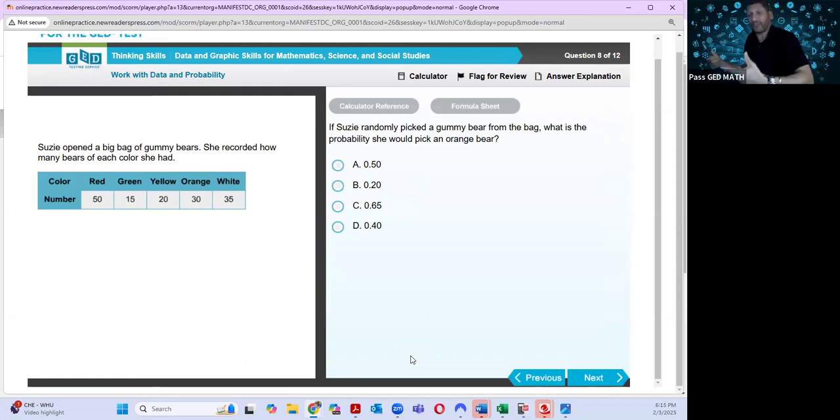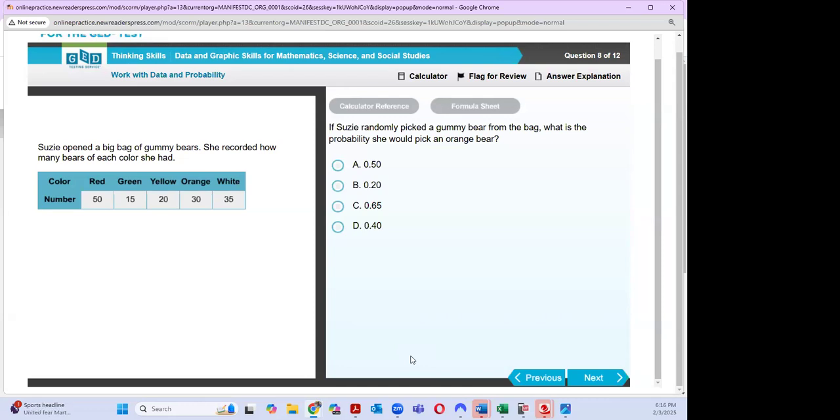Again, is it a math question? Yes. Will it be on your social studies? Possibly. Will it be on your science? Yes. A probability. So mean and median is going to be on your social studies. Mean and median going to be on your science. Mean and median, mode and range are going to be in your math.